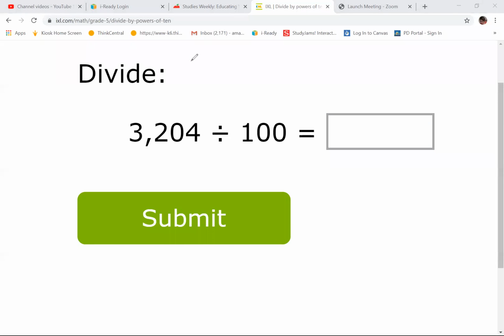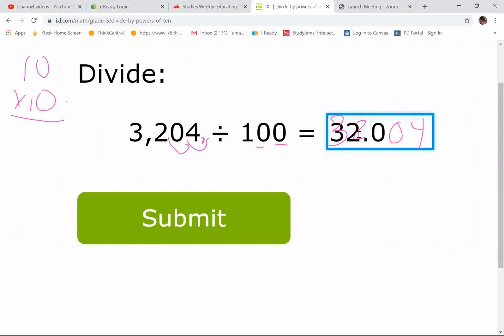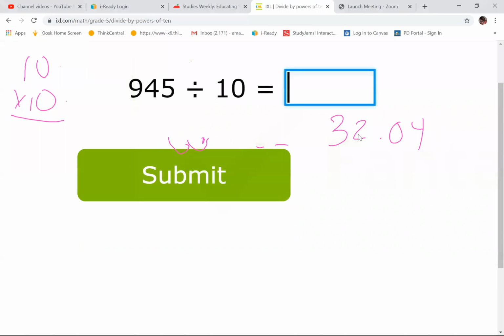So if I have 2 zeros there, that's a factor of 100, which is 10 times 10, which means I need to move it 2 places. And there's my decimal. I move it 1, and I move it 2. My answer is 32 4/100. That is my answer. Let me go ahead and type that in. 32.04. Fantastic.